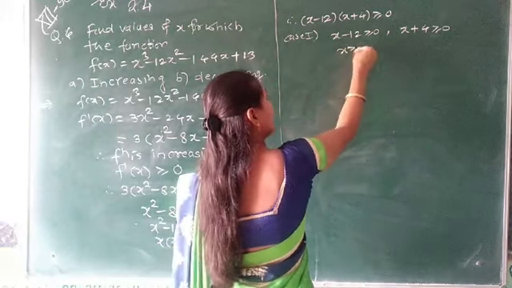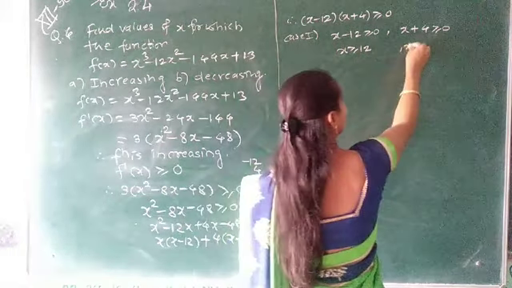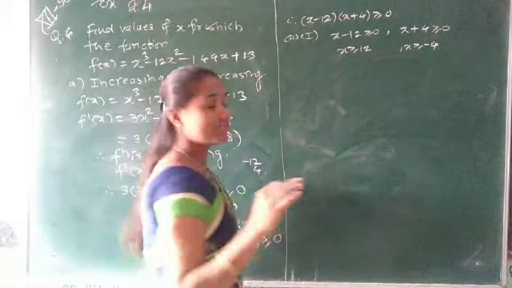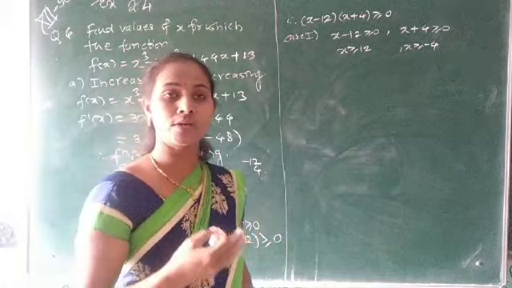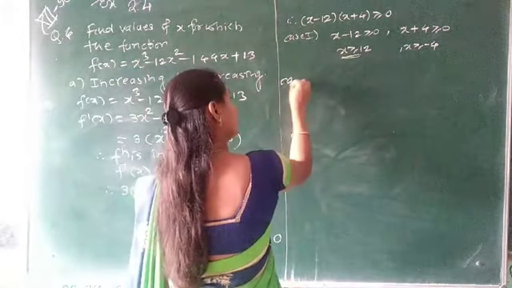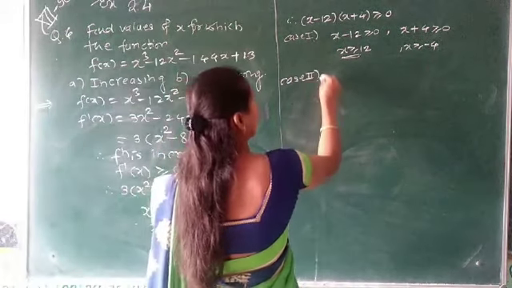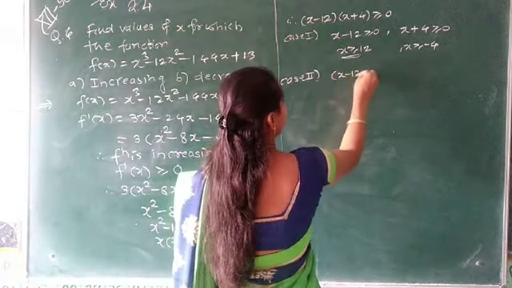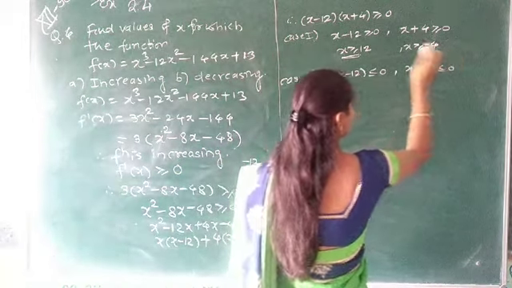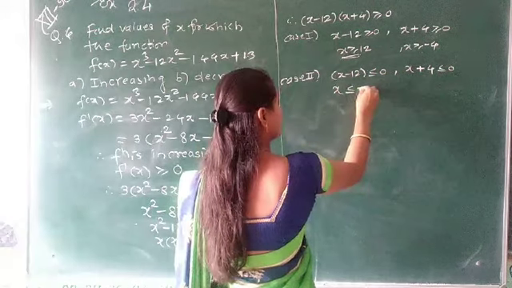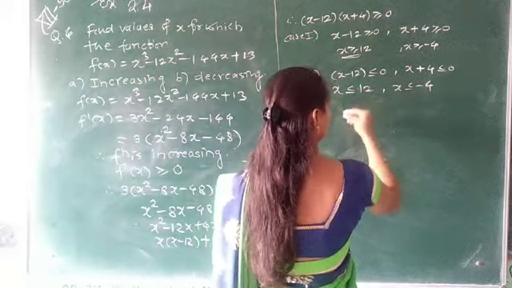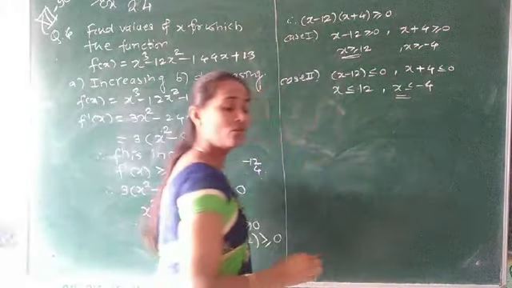Here we will get x greater than or equal to 12 and here x greater than or equal to minus 4. But the function is increasing, so take the biggest value. Choose the biggest value, that is x greater than or equal to 12. Now case second is what? x minus 12 less than or equal to 0 and x plus 4 less than or equal to 0. Hence here x less than or equal to 12 and x less than or equal to minus 4. So here we take x less than or equal to minus 4.